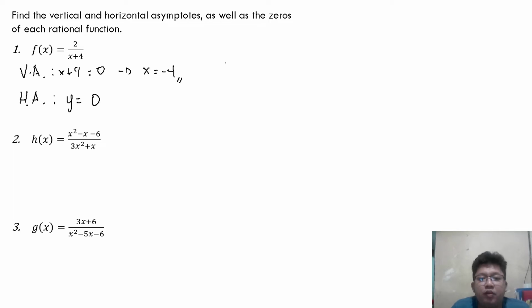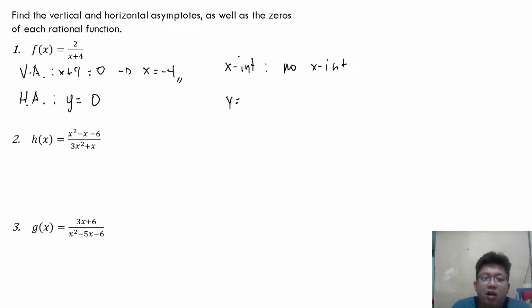Next, how about for the x-intercepts? You can have more than one x-intercept. But for this, because we don't have any x variable from the numerator, meaning to say we don't have an x-intercept. We don't have an x-intercept here.